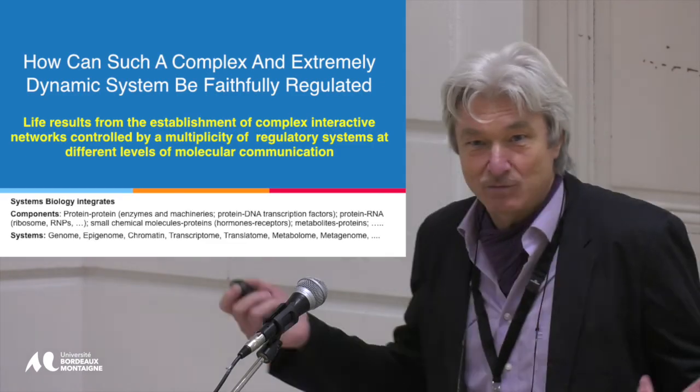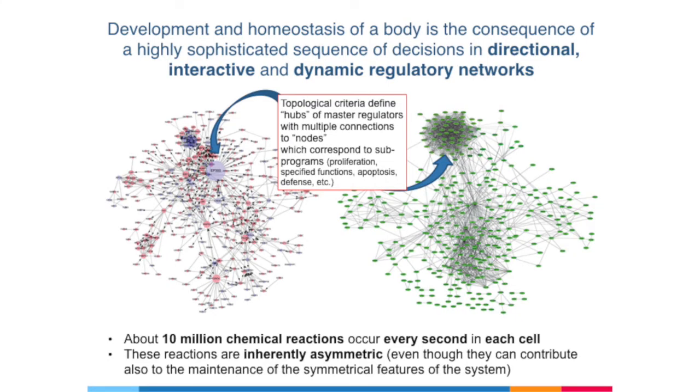So there is one of the omes. Here you see a network, and there's no need to focus on anything. You will not read anything. Suffice it to say that every second in each cell, about 10 million chemical reactions occur. And these reactions are directed by such regulatory networks. These are directional and, of course, asymmetric, and they are essential to maintain the features of the system.